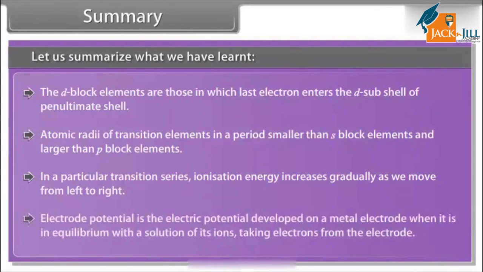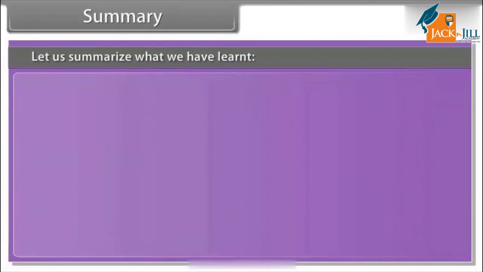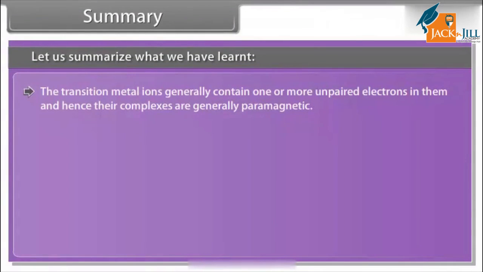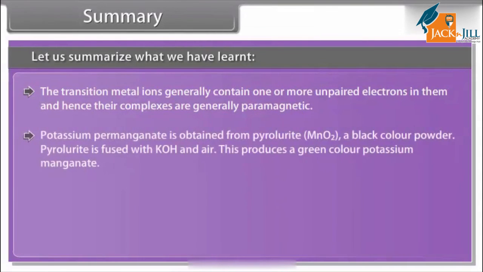Electrode potential is the electric potential developed on a metal electrode when it is in equilibrium with a solution of its ions, taking electrons from the electrode. The transition metal ions generally contain one or more unpaired electrons in them, and hence their complexes are generally paramagnetic. Potassium permanganate is obtained from pyrolusite, a black colored powder. Pyrolusite is fused with KOH and air. This produces green colored potassium manganate.